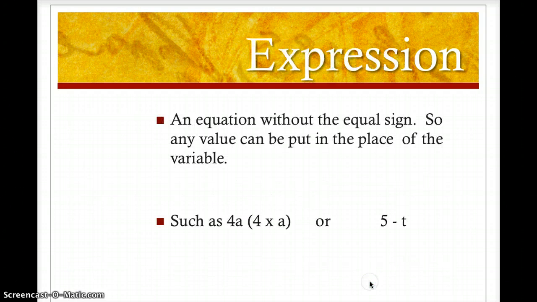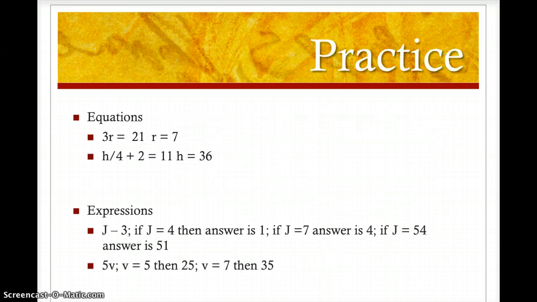Okay. All right, so an expression is an equation that's without the equal sign, so that any value can be put in the place of the variable, such as 4a, which remember is 4 times a, or 5 minus t. So any value could be put in a, and the expression would give you a different answer. So let's look at some examples.